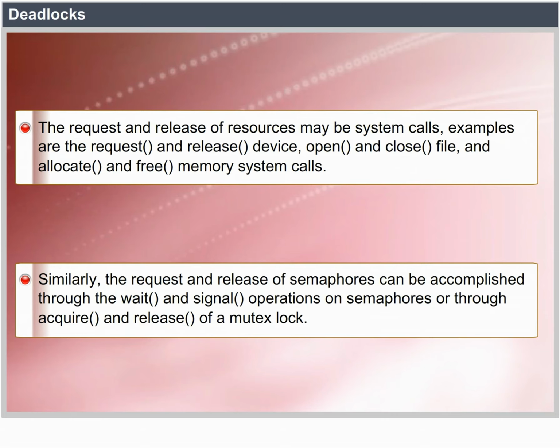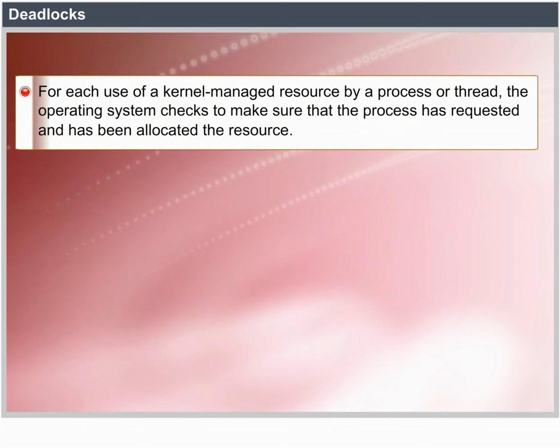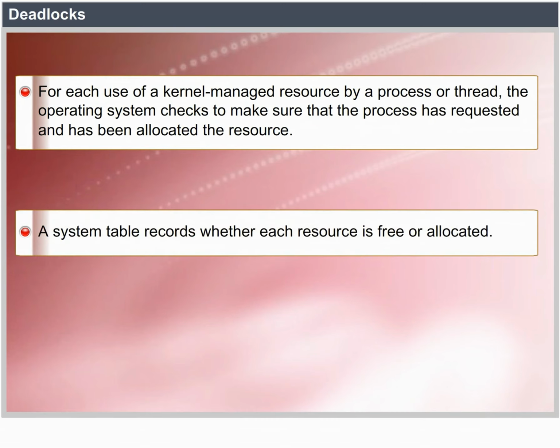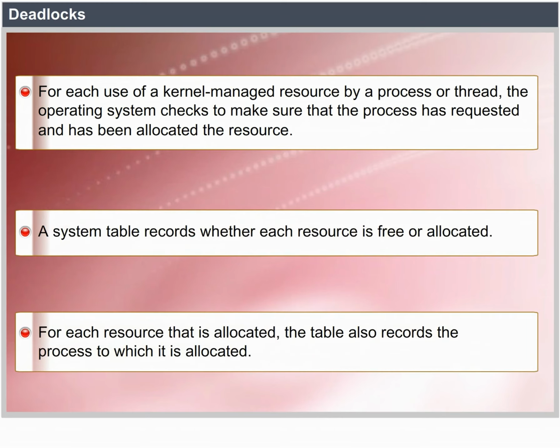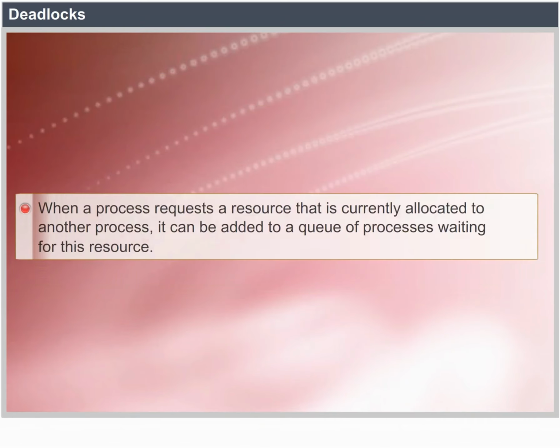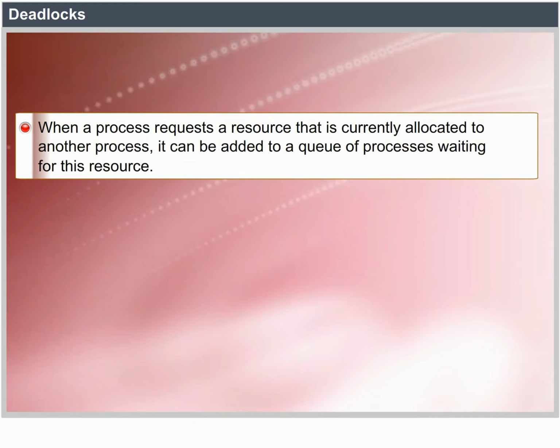For each use of a kernel-managed resource by a process or thread, the operating system checks to make sure that the process has requested and has been allocated the resource. A system table records whether each resource is free or allocated. For each resource that is allocated, the table also records the process to which it is allocated. If a process requests a resource that is currently allocated to another process, it can be added to a queue of processes waiting for this resource.